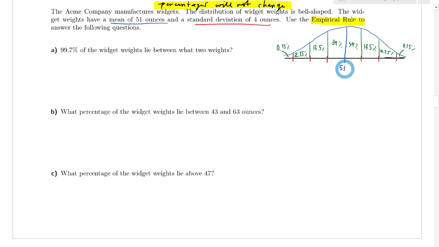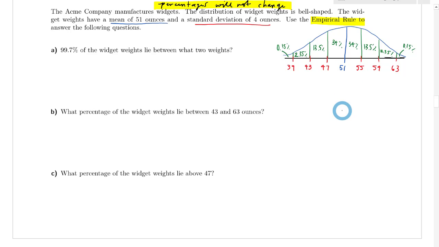So let's go ahead and add and subtract our standard deviation. So 51 is our mean, and 1 standard deviation on each side would be 47 and 55, right? Add and subtract 4. Go ahead and just take 47 and go 4 units to the left. Our standard deviation is 4, subtract 4, 43, keep going, 39. 55, add 4, 59, add 4, 63. So notice the standard deviation is just 4 every time.